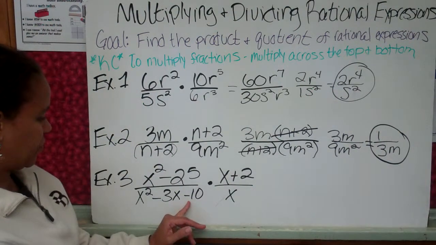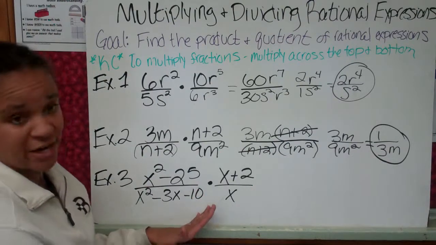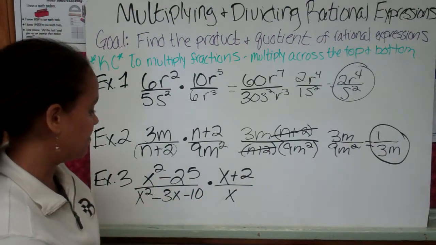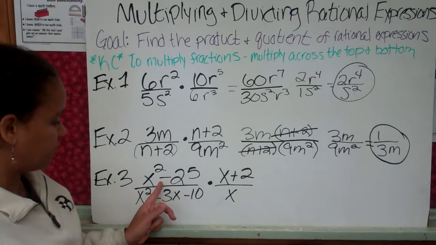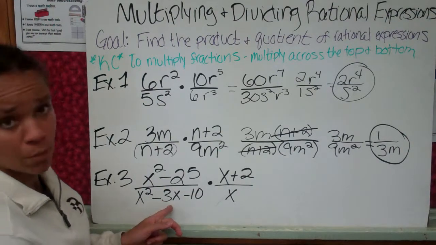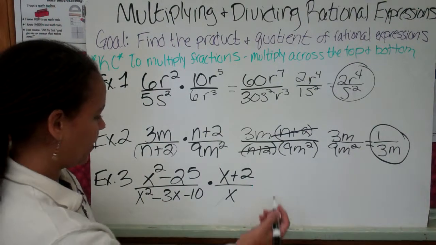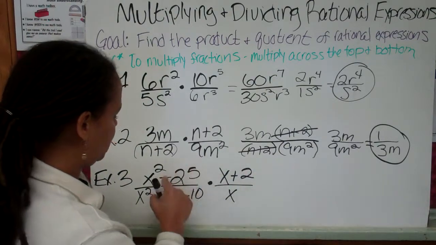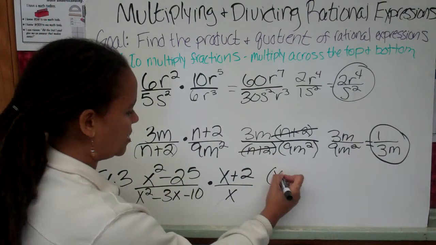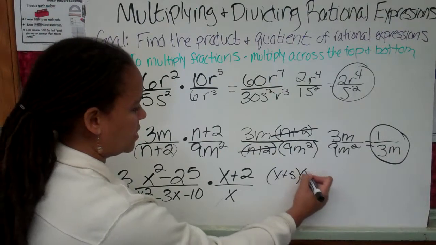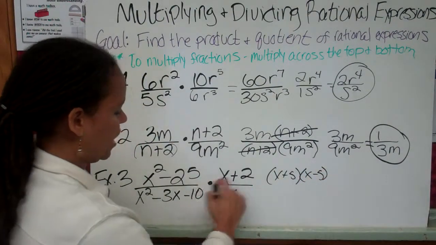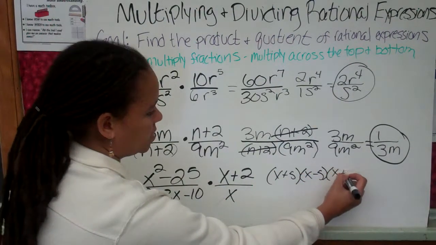All right, next example. Let's factor. Always factor first to see if we can cancel out and save some time. So I know this can be factored. It's a difference of perfect squares. So let's see what we get. The top, this one here, is going to be x plus 5, x minus 5, times, I'm going to go ahead and write the top, x plus 2.